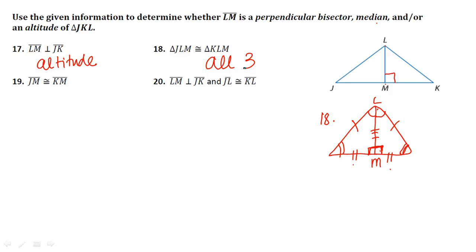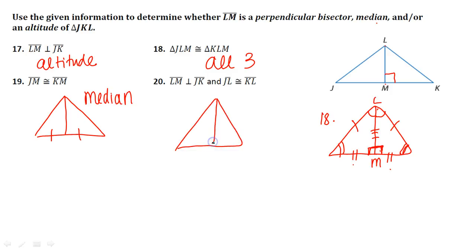All right, for number 19, all we know is that JM is congruent to MK. So it's going to the midpoint of that bottom side, which would make it a median. All right, the last one, we know that LM is perpendicular to JK, so those would be right angles, and JL is congruent to KL. So on this one, we know for sure that it is an altitude.